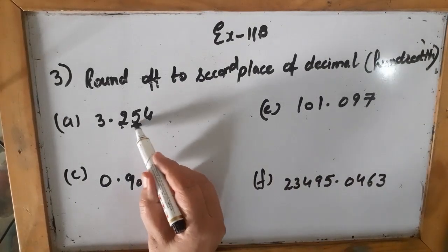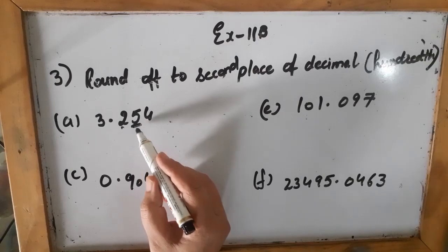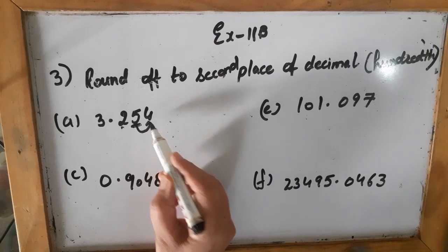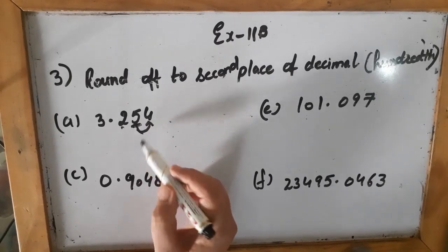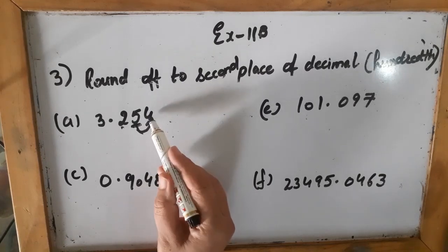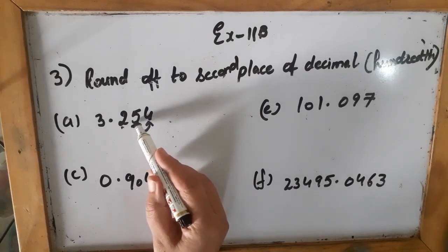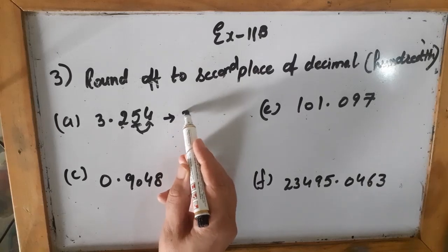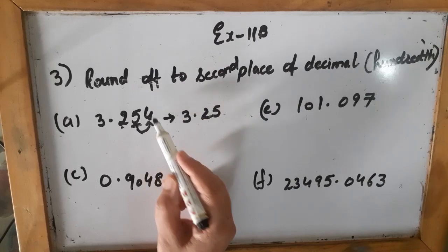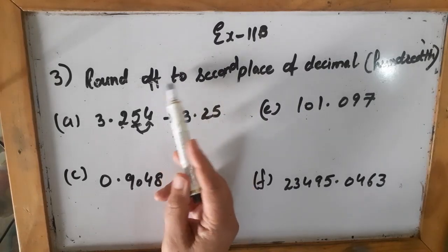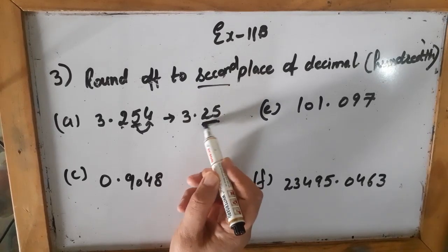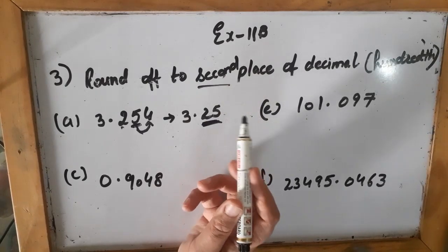So this is the 100th place. You can mark it, and now we will look at the digit immediately to the right of this, the digit next to it, which is the 1000th place. So this is 4, which means less than 5. So this means that 5 will remain 5 only. So what will be the answer? 3.25. I will not change because the next digit is less than 5. Now they are asking you to round off to second place of decimal, so I will leave my answer to 2 places of decimal only.